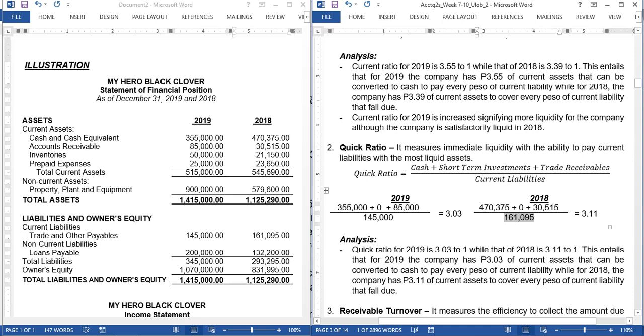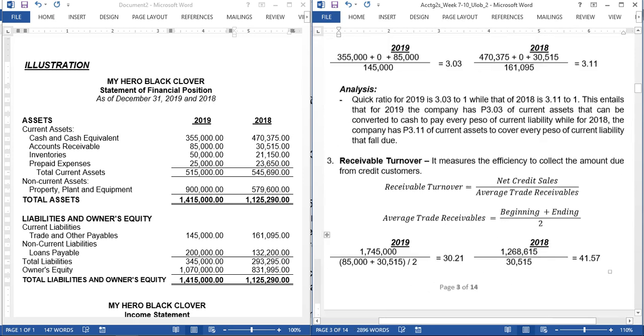So, based on quick ratio, same pa rin siya class, yung ability to pay ng company. Okay, sa mga current liabilities. Nasa 3.03 times. Okay, ability to pay its current liability for 2019 and 3.11 for 2018. So, medyo nag-decrease lang siya.